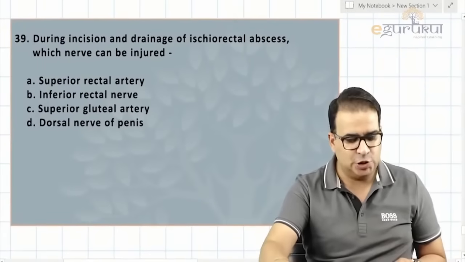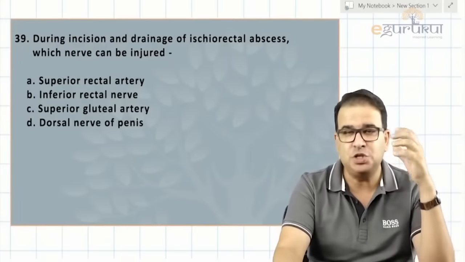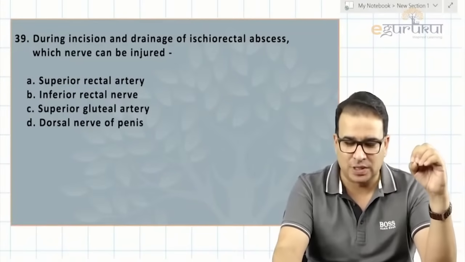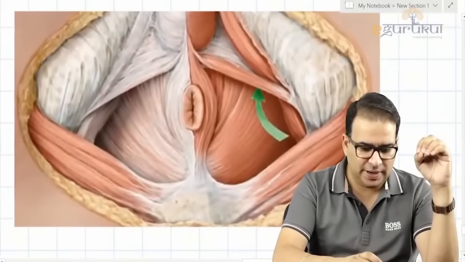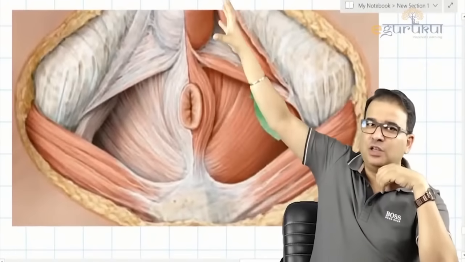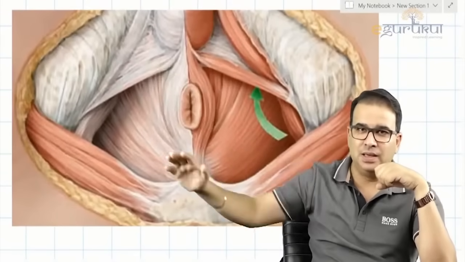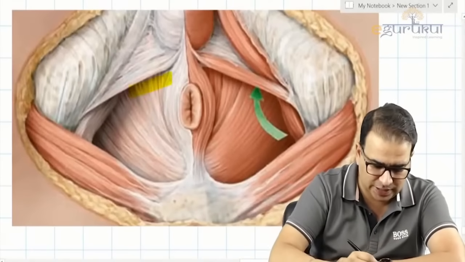Question number 39 says, during the incision and drainage of ischiorectal abscess, which nerve can be injured? Now, ischiorectal fossa, which is also called ischioanal fossa. Let me show you a picture for this first. Here is a picture again, and this time our focus is not on the urogenital triangle. We are focusing on this triangle, the anal triangle. In this anal triangle, this fossa here is the ischiorectal fossa, no doubt about that. Like that, this is the ischiorectal fossa.